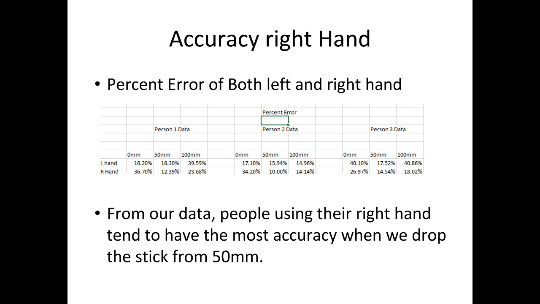And then looking at the accuracy of the right hand, from our data, people using their right hand tend to have the most accuracy when you drop the stick from 50 millimeters. And you can see that as 12.39% from person 1, 10% from person 2, and 14.54% from person 3 are all the lowest percentages.